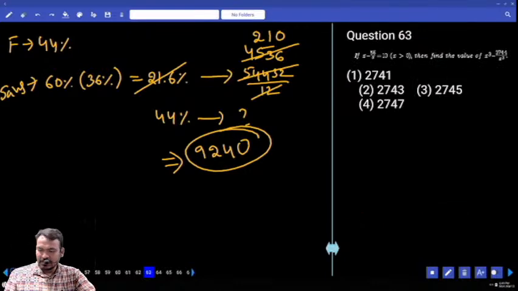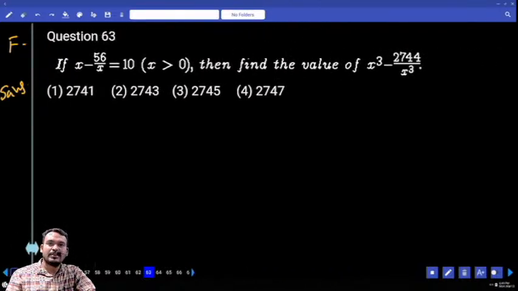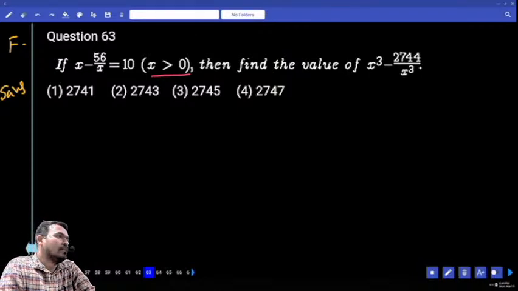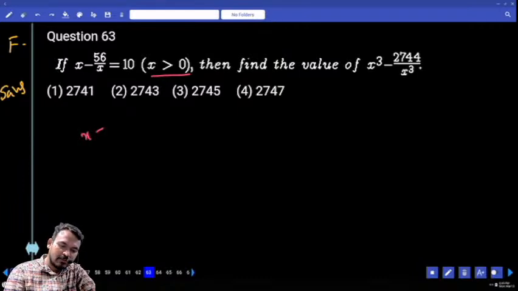Next, question number 63. x minus 56 by x is equal to 10, where x is greater than 0. 56 is a multiple of 7, 8, and 14 also. Then substitute the x value, 14.